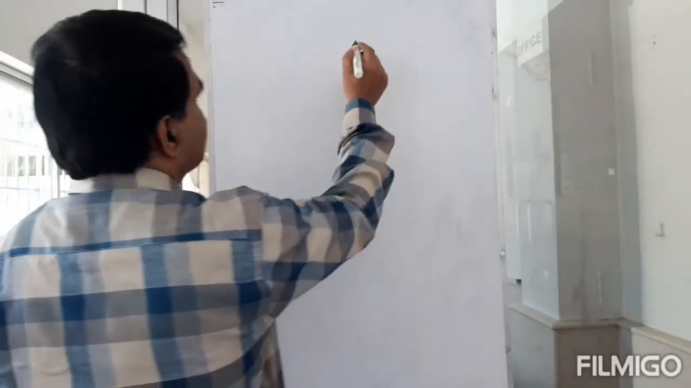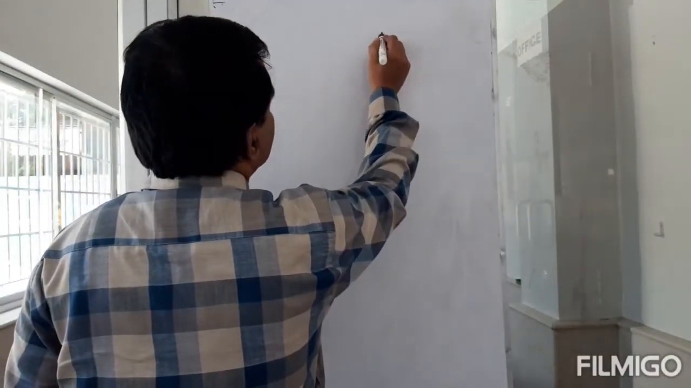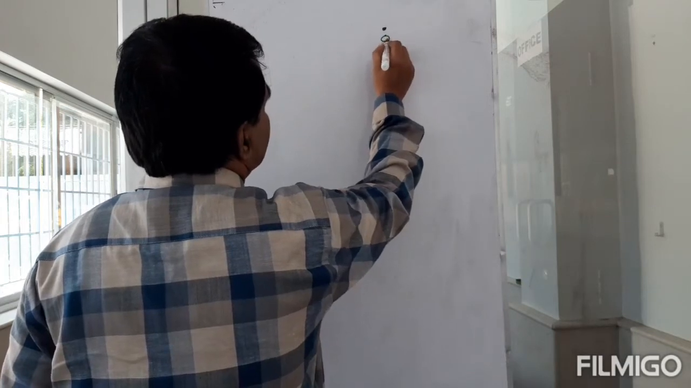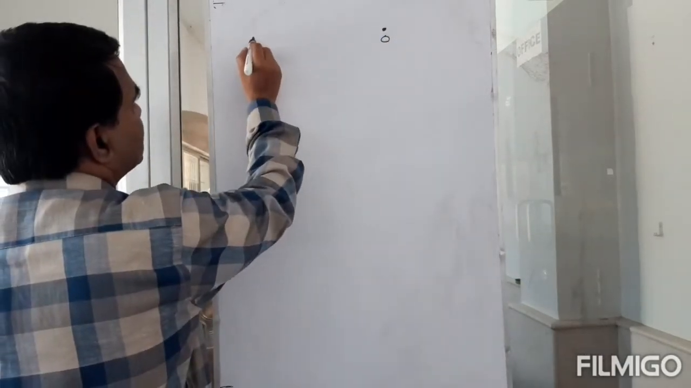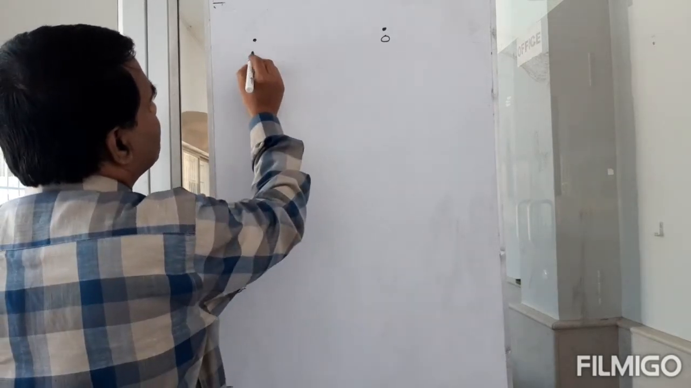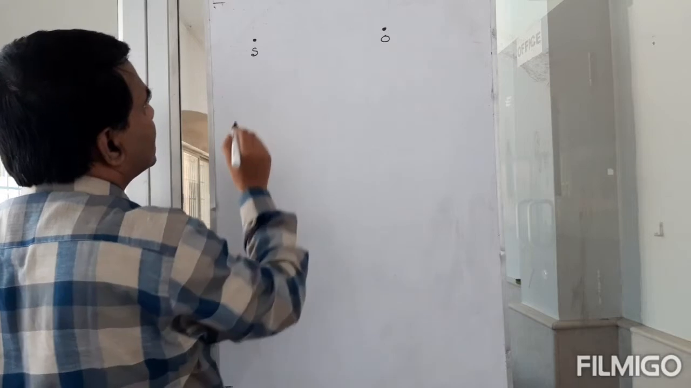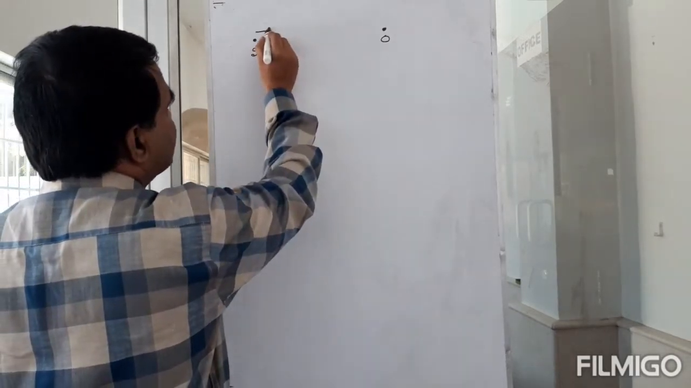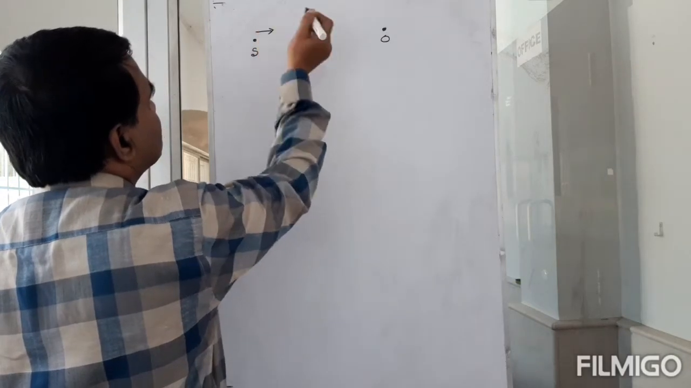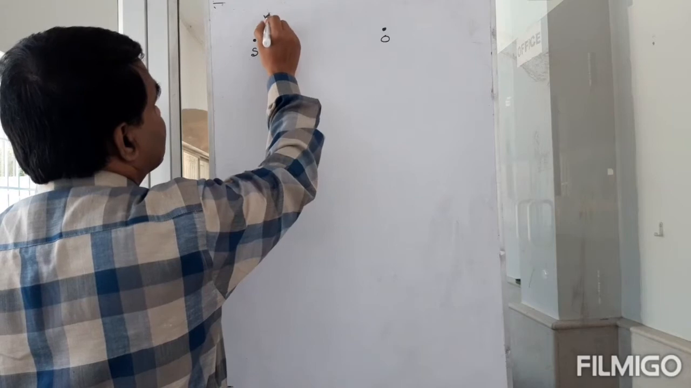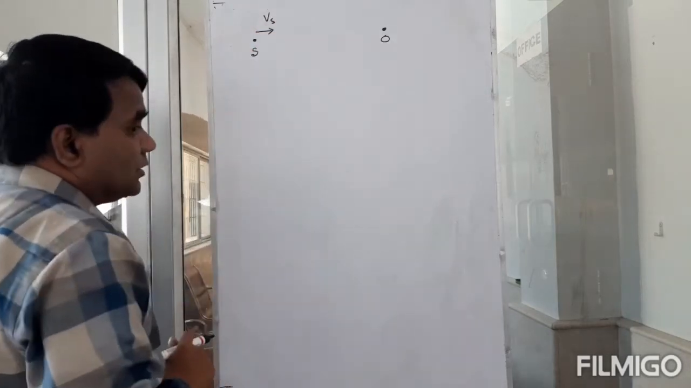Okay, so suppose you stand here. This is your place, this is where you stand. You are the observer, and here is the source. This is a car. So this is the car, this is the source. And this source is moving towards you with a speed of, say, Vs. So that's the speed of the source.